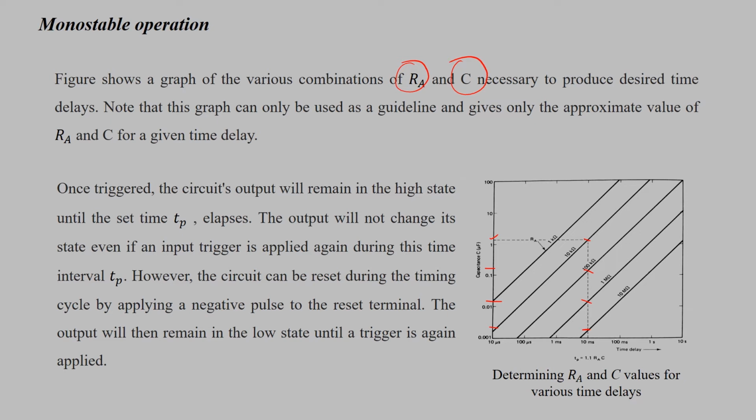Once triggered, the circuit's output will remain in high state for a set time period Tp. Output will not change its state even if an input trigger is applied again during this interval Tp. However, the circuit can be reset during the timing cycle by applying a negative pulse to the reset terminal. So the output will then remain in low state until the next trigger is applied.